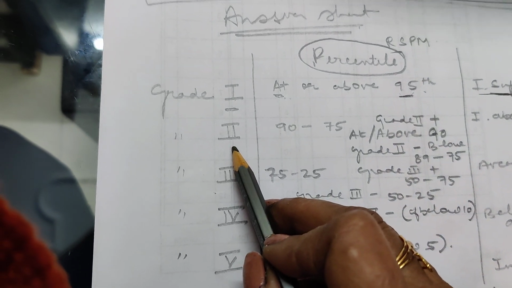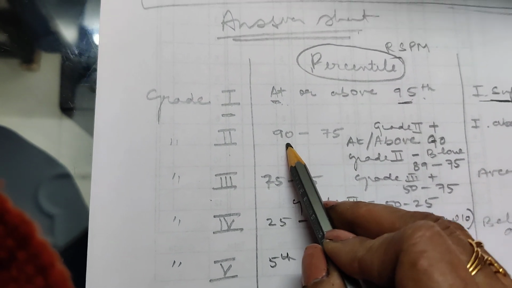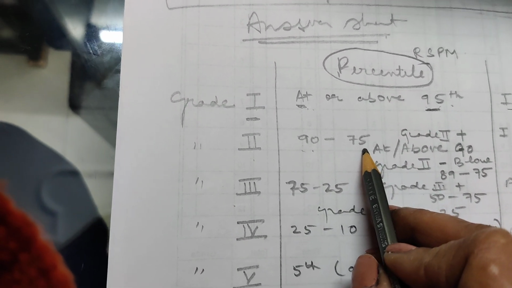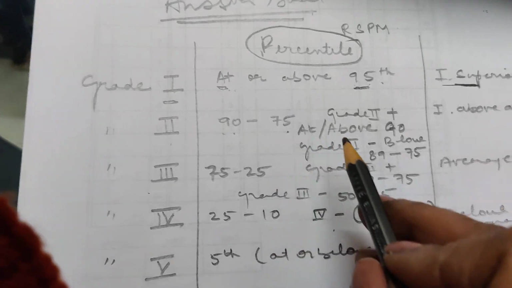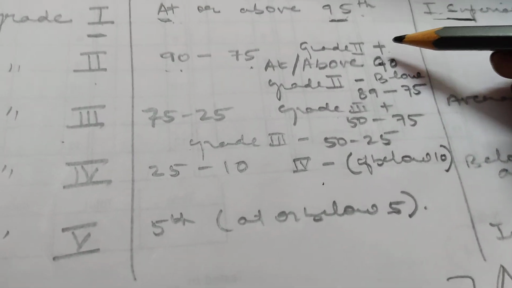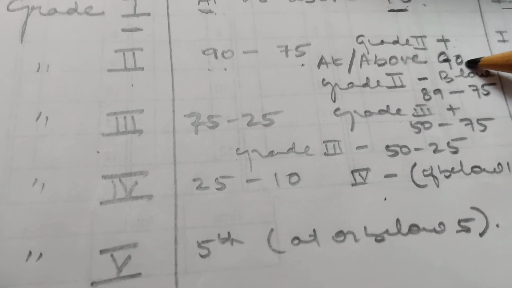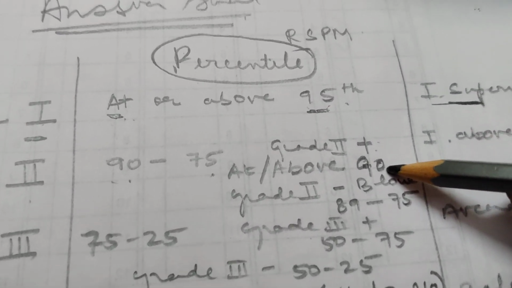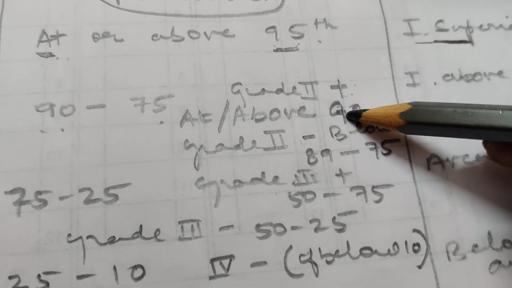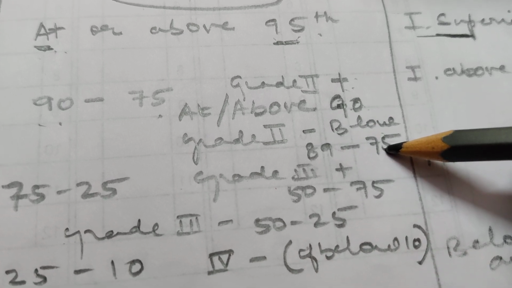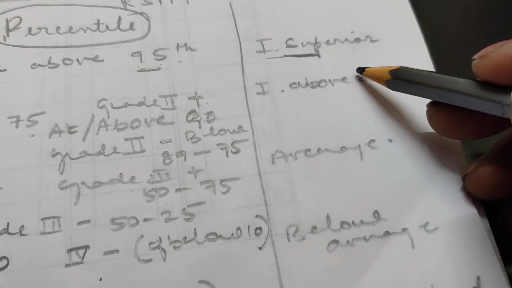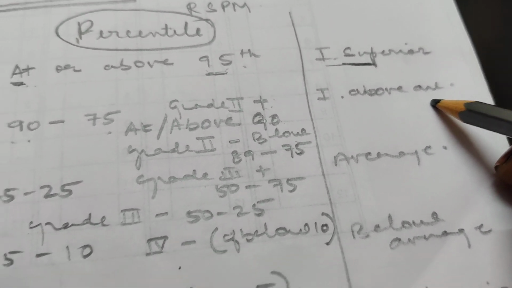Now come to grade number 2. Grade number 2 will range from the 90th percentile, that is 95th is done till here, 90th percentile to the 75th percentile. Now here the important thing for you to notice, when your score is at or above 90, then it will be grade 2 plus. If your score is below 90, that is 89 to 75, then it will be grade 2 minus, and you are definitely above average in the category of intelligence.